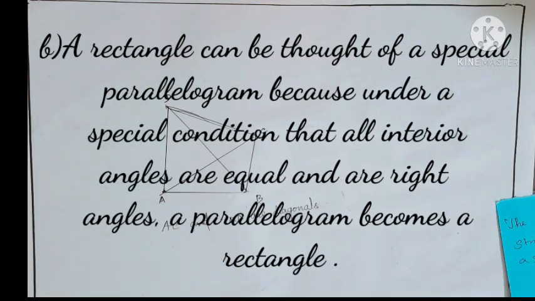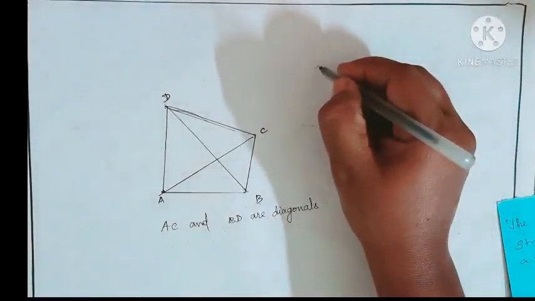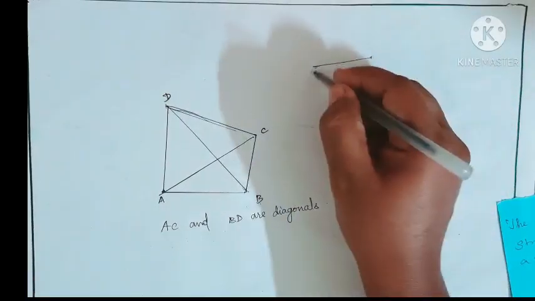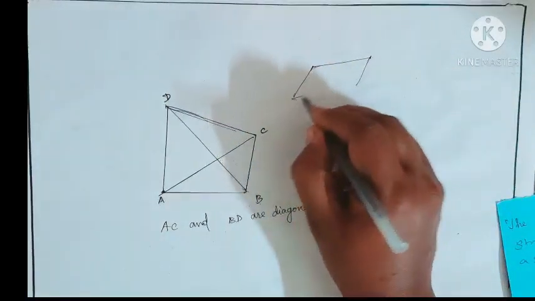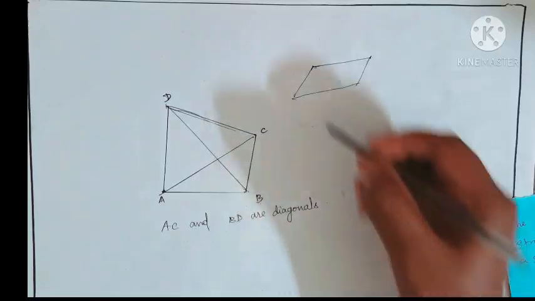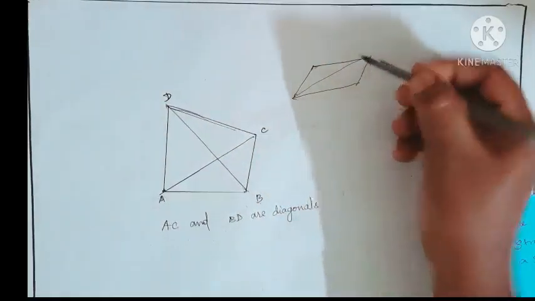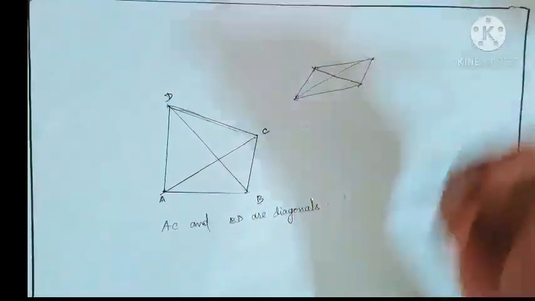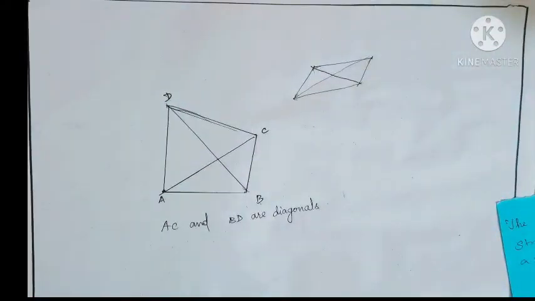So if you draw a parallelogram, it will be like this. This is a parallelogram, and the diagonals are being joined. So the interior angles will be what? The interior angles will be equal. So it will become a rectangle.